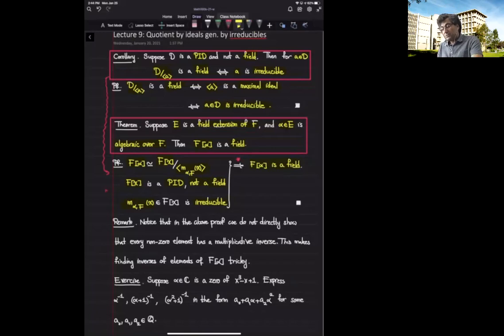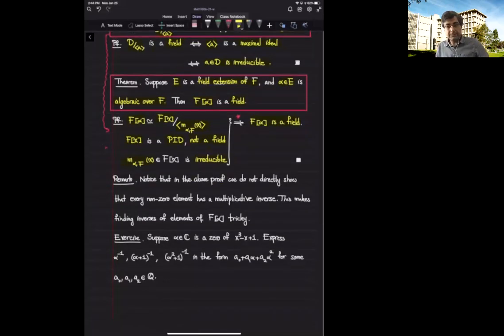The proof here, as you can see, is quite tricky. So we are developing a theory, and then we are using different parts of this theory together. Every step is rather easy, but we put it together and we get this very nice statement. In particular, we do not give an algorithm to find the inverse of a given element. That makes it a bit tricky.